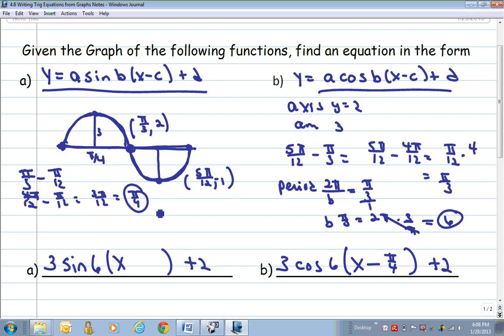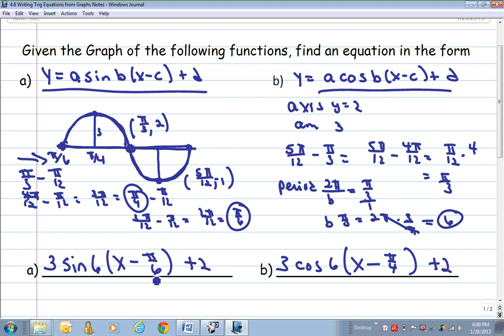I'm going to just take my pi over 4 since I'm here, and I'm going to subtract another pi over 12. I'm going to change my denominator. This would be 3 pi over 12, minus pi over 12, which would be 2 pi over 12, which is pi over 6. So this point would be at pi over 6. So from the origin, I would have to shift to the right to begin my graph at pi over 6, so minus pi over 6.